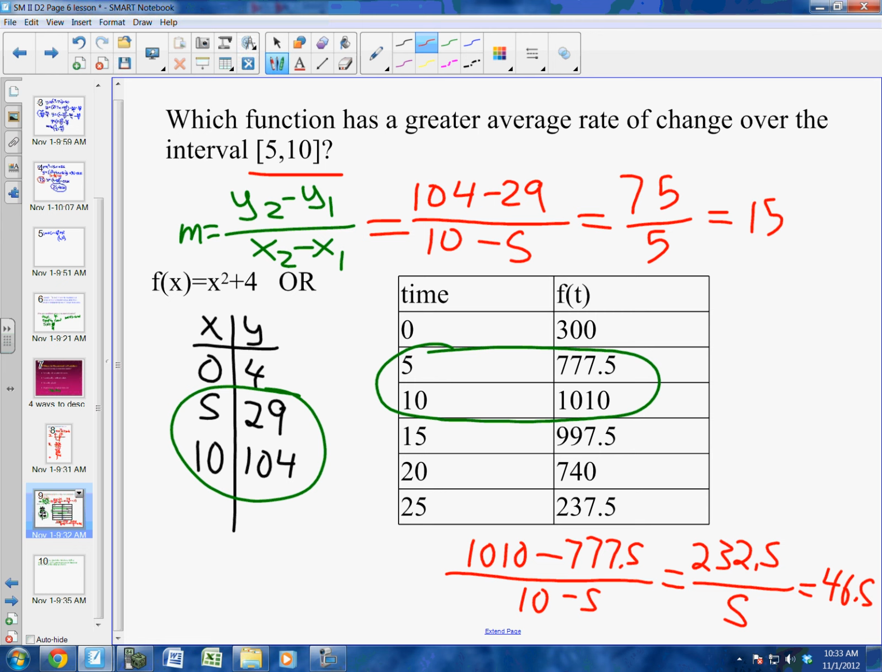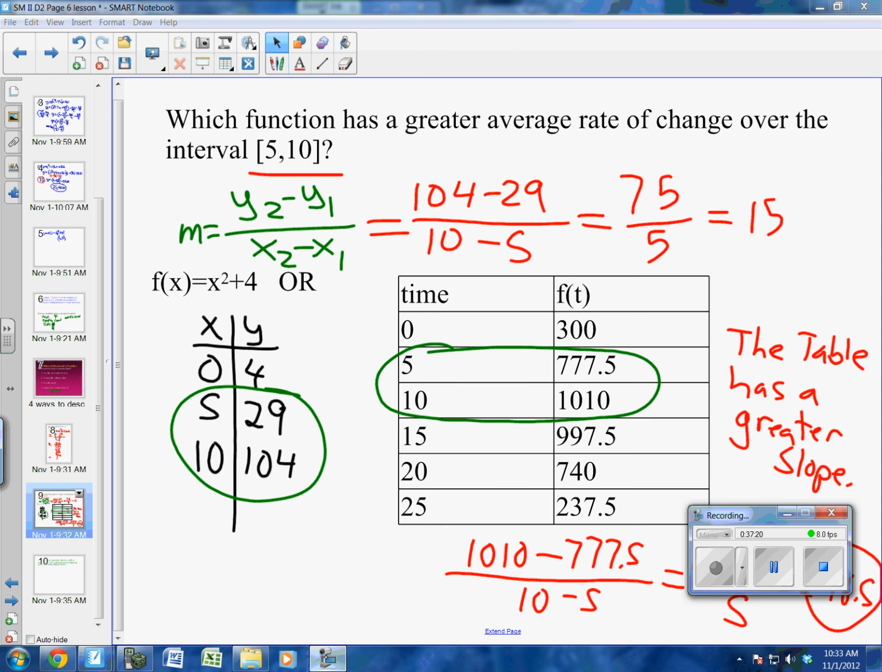Now, you guys, the question again. Which function has a greater average rate of change over the interval 5 to 10? This one has a slope of 15, or the one in the table that has a slope of 46.5. Which one? Yeah, the table does. The table has a greater slope.